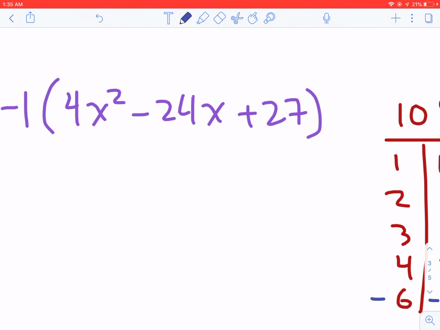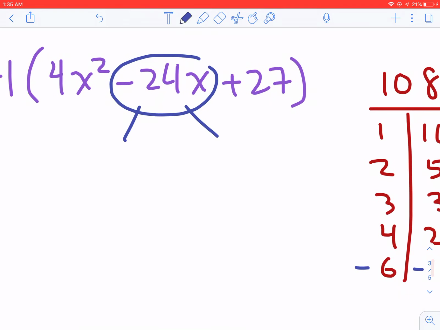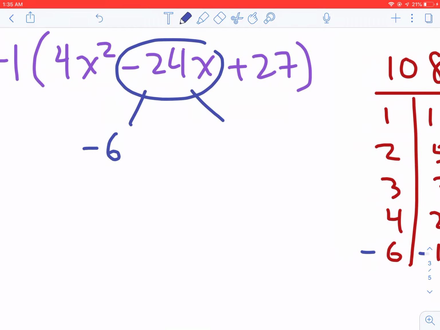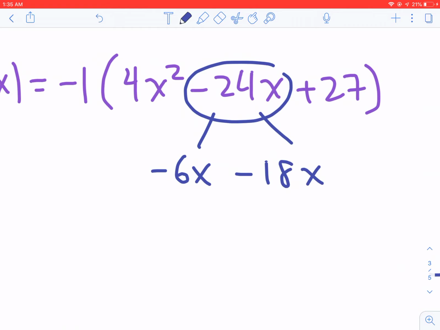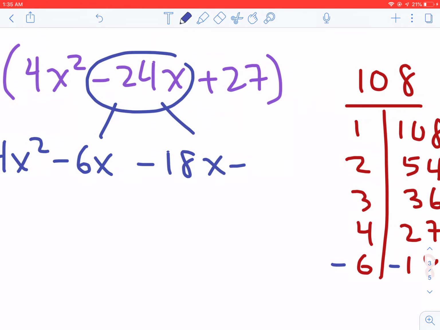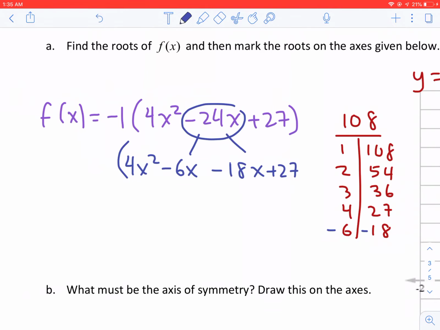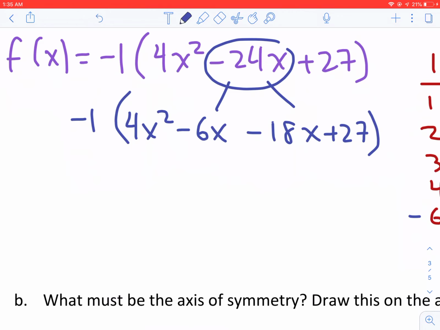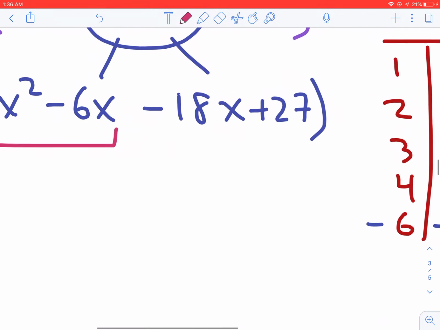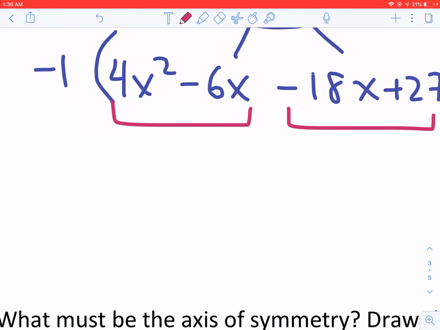Now continuing on with the AC method, I'm going to split that negative 24x into negative 6x and negative 18x. I'm going to bring down the 4x squared, and bring down the positive 27. Again, this is all in parentheses times negative 1. Now we do factor by grouping. The GCF of the first two terms, 4 and 6, have a 2 in common, and x squared and x, I can take out one of those x's. That's going to be 2x minus 3.